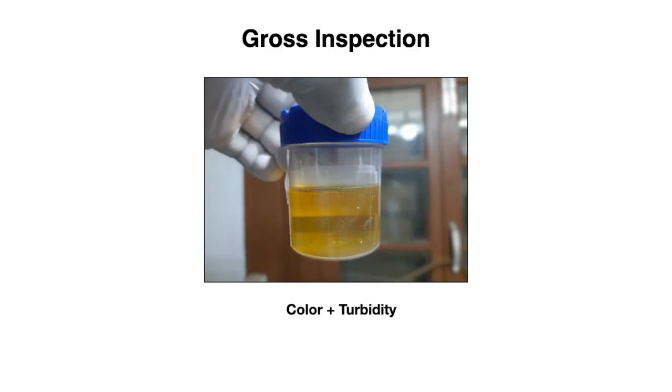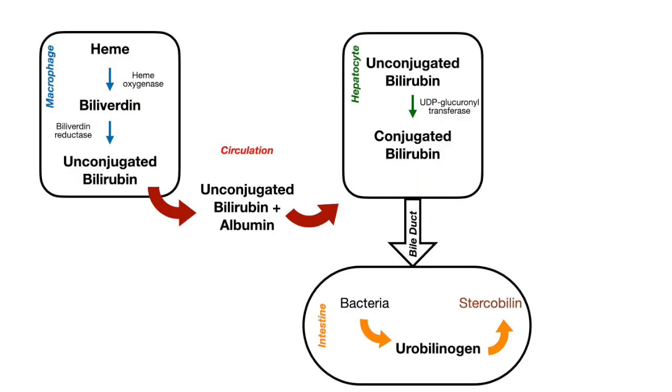We'll first start with gross inspection, which is where we look at the color as well as turbidity or cloudiness of the urine. If you watched one of our previous videos on hyperbilirubinemia, you might recall that the heme found in red blood cells is broken down into bilirubin, which is then broken down into various components, one of which is urobilinogen, which is found in the intestine. Urobilinogen is then broken down into stercobilin, which is what gives feces its brown color. But another thing we didn't mention at that time was that this urobilinogen can also be broken down to urobilin, which is what gives urine its yellow color.